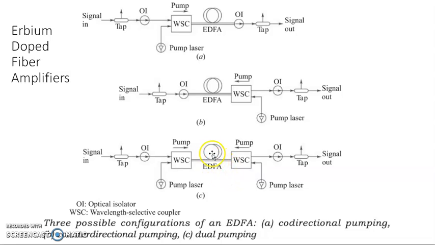So for this EDFA, the pump wavelength is selected by this wavelength selective coupler, and the signal has a different wavelength. So the selected wavelength for the pumping is to be considered, and then we are getting the output there.